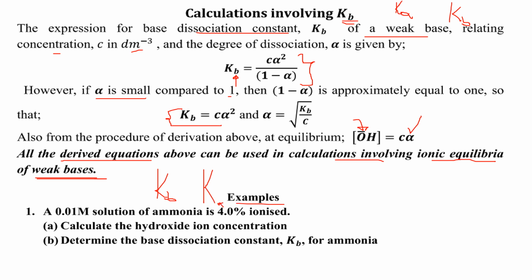Now let's look at the examples. In this example, a 0.01 molar solution of ammonia is 4% ionized. Calculate the hydroxide ion concentration and then determine the base dissociation constant, Kb, for ammonia. I told you anything given as a percentage is always the degree of dissociation.